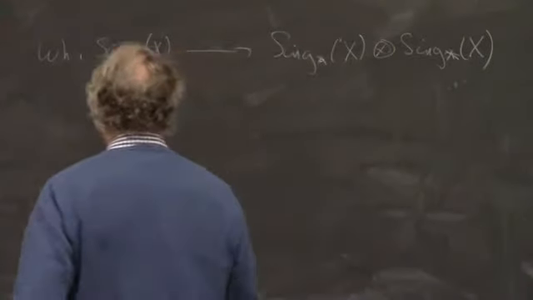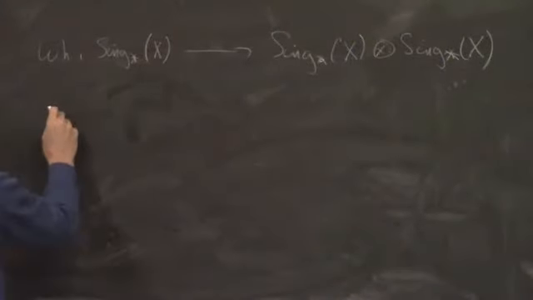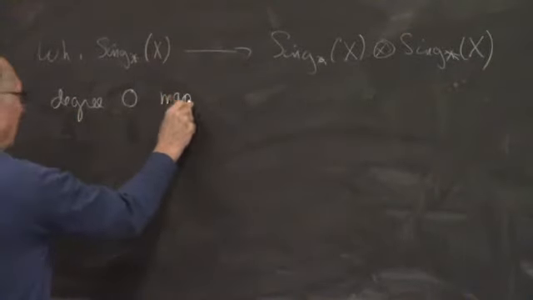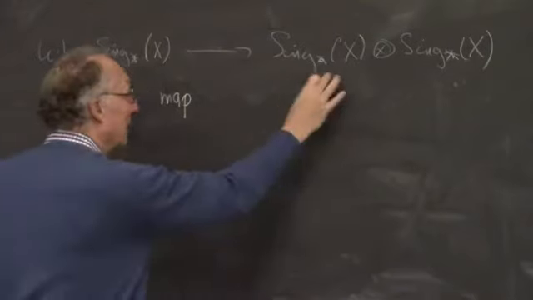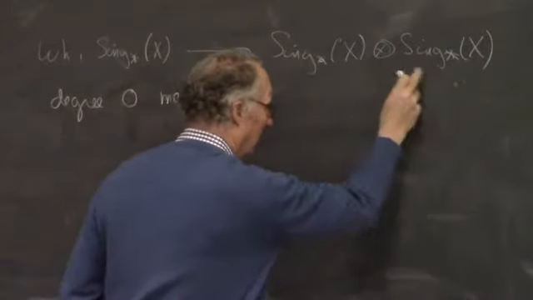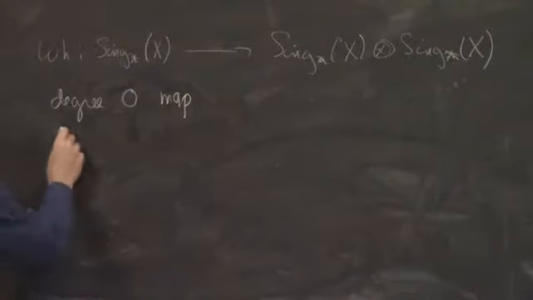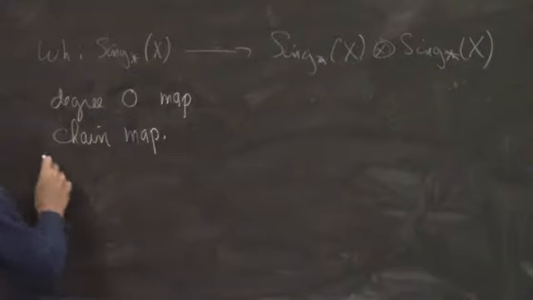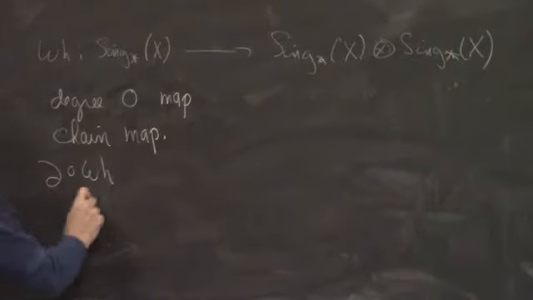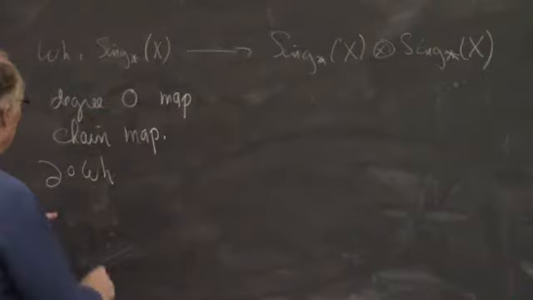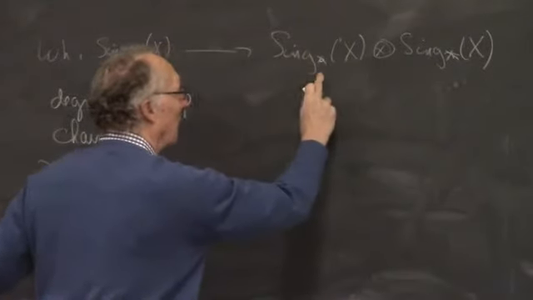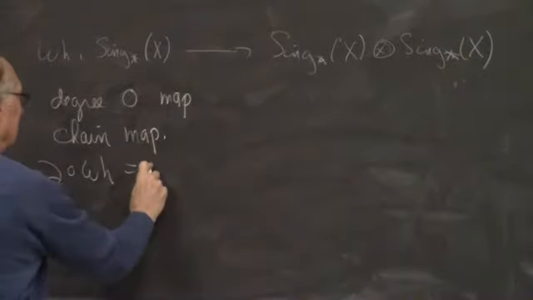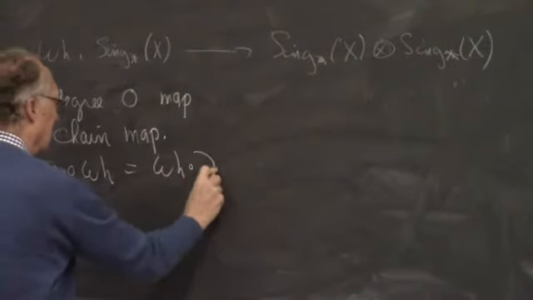And it's a chain map, so it's a degree 0 map. That is to say, it takes something in degree k here to something here of total degree k. So boundary composed with Whitney would be the boundary here, which is the tensor product of the boundary on this factor, and up to a sign the boundary on that factor, is Whitney composed with boundary.